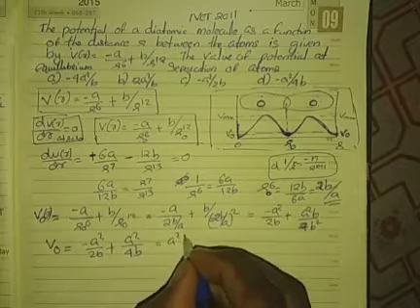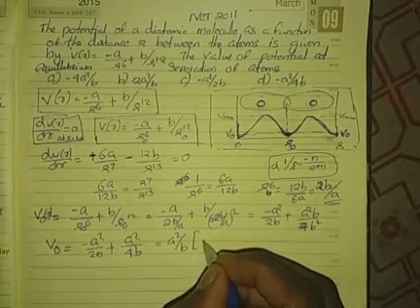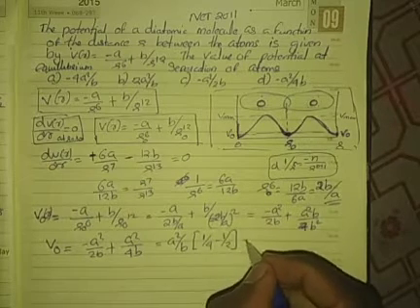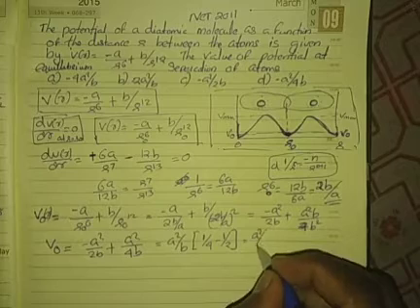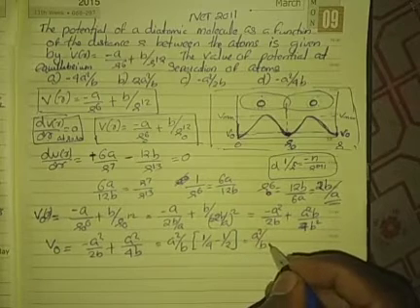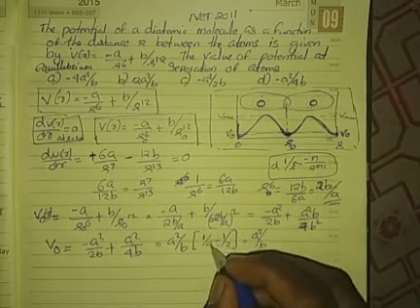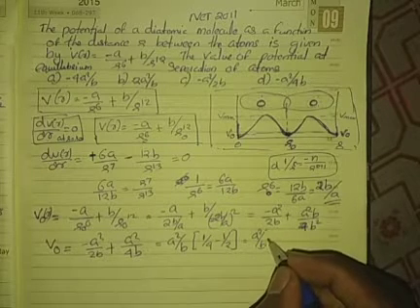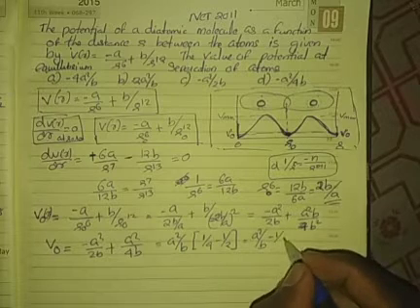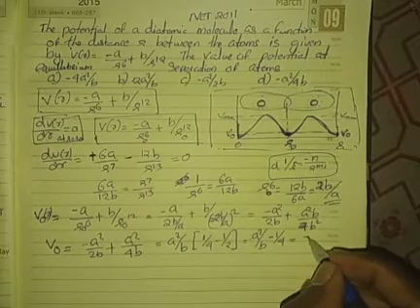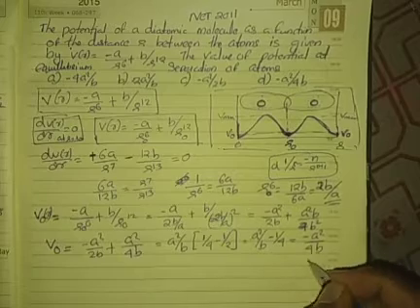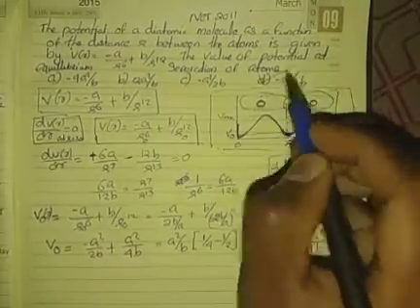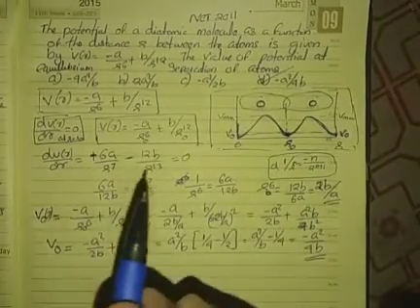So you can take a square by b outside and you get 1 by 4 minus 1 by 2, which is a square by b into 2 minus 4 by 8, which is minus 2 by 8, which is equal to minus 1 by 4. This gives you minus a square by 4b, which is the answer right there. So minus a square by 4b is option D. This was a very easy question. I hope you guys understood it very well.